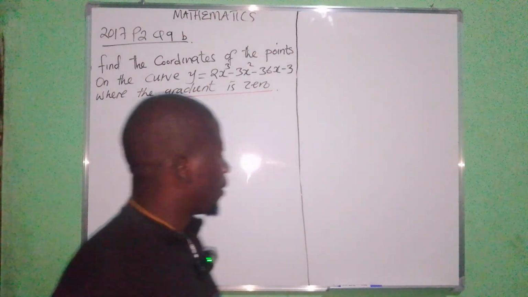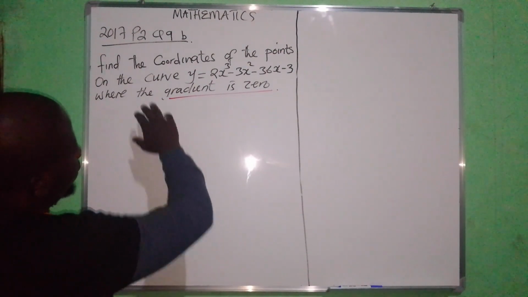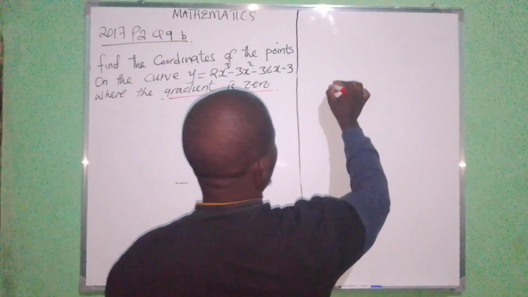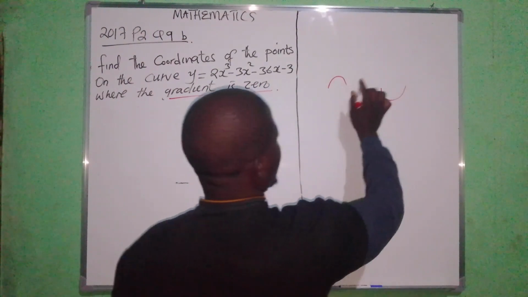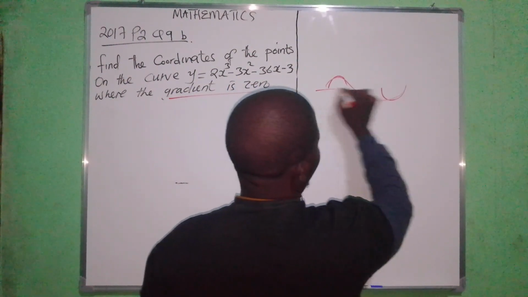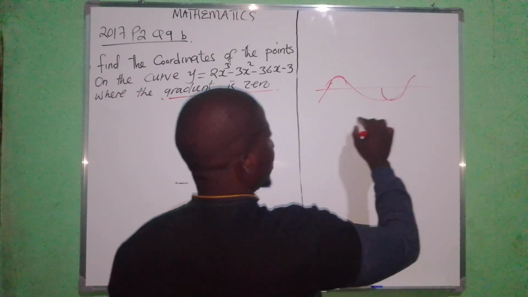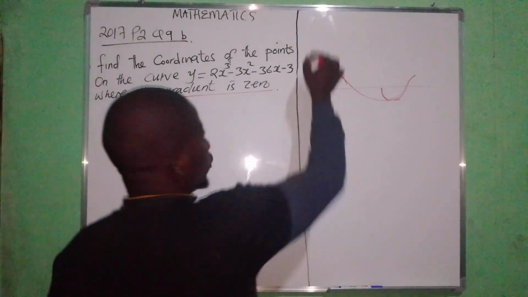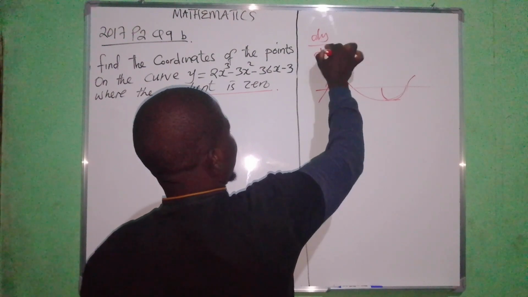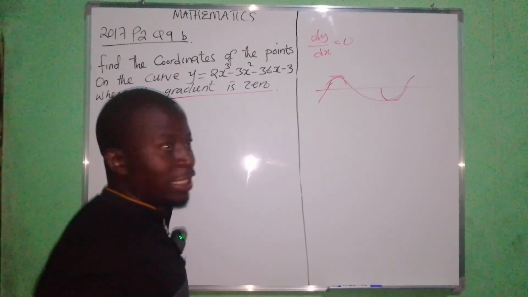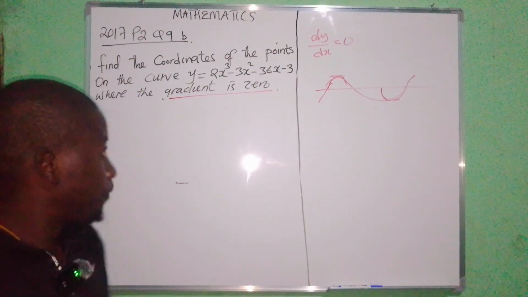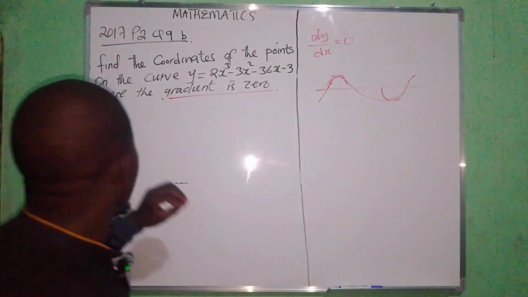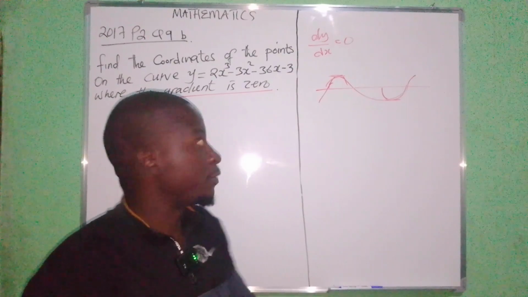What do they mean? In every curve, if we were to sketch this graph, there will be parts where it will look like this. These are the parts where actually the gradient is 0. It's at these points. So where the gradient is 0, we say dy over dx is actually 0. It is actually at the stationary point. If they don't want to say where the gradient is 0, they will say find the coordinates of the stationary point. They mean the same thing.